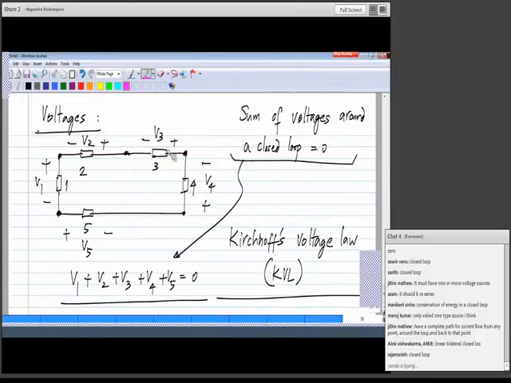Okay. So again, this turns out to be true in practice in a lot of cases. So we can use the Kirchhoff's voltage law also safely.